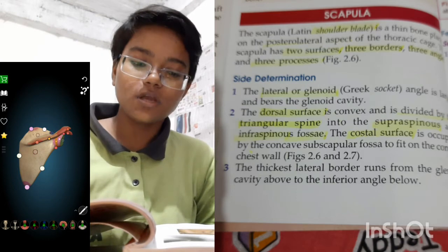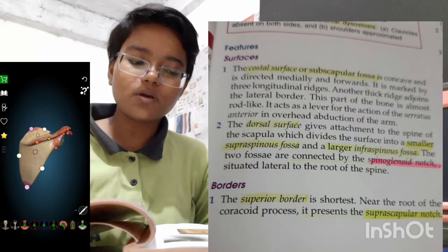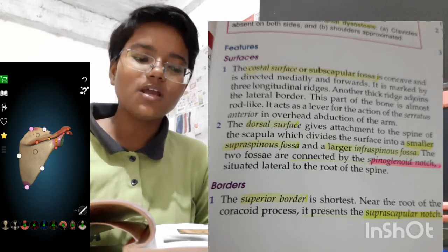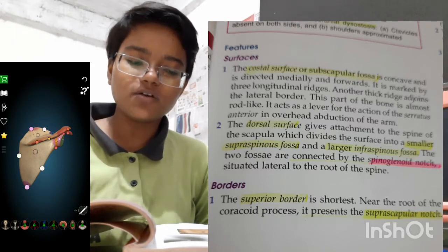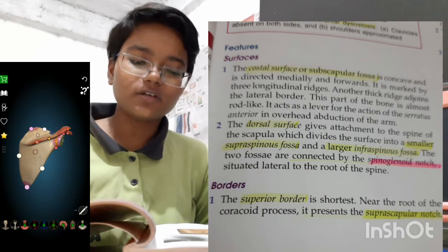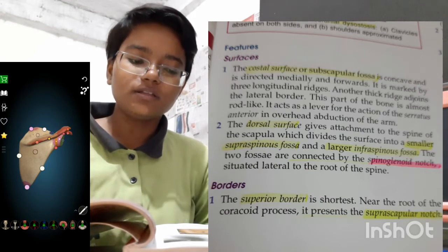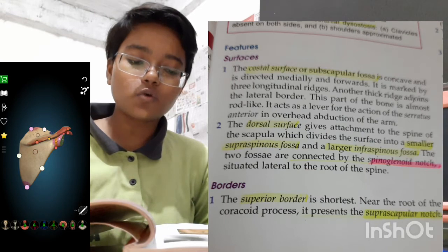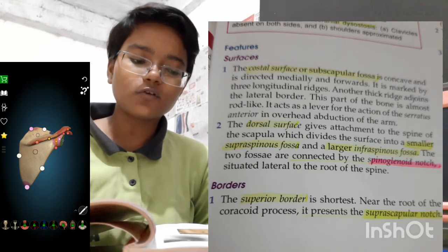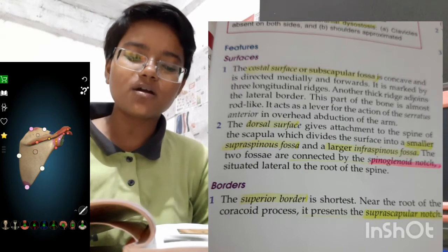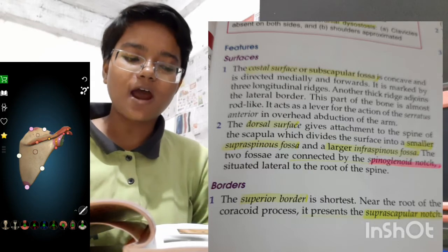Now features. Surfaces. The costal surface or subscapular fossa is concave and is directed medially and forward. It is marked by three longitudinal ridges. Another thick ridge adjoins the lateral border. This part of the bone is almost rod-like. It acts as a lever for the action of serratus anterior in overhead abduction of the arm.